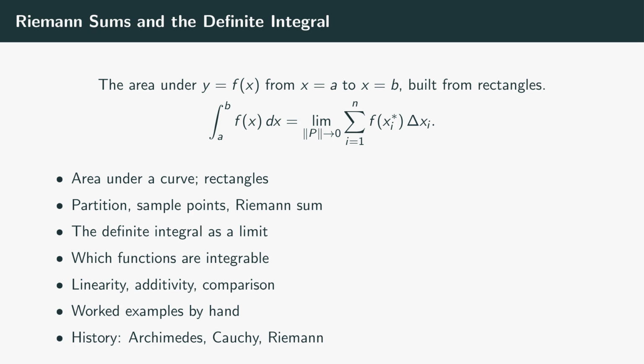We'll work out which functions admit such a limit. That's the notion of Riemann integrability. List the properties you'll lean on forever, work 2 examples by hand cold, and finish with the history. Archimedes doing it geometrically in the 3rd century BC, Cauchy putting it on modern footing in the 1820s, and Riemann in his habilitation thesis of 1854 giving the definition we still use.